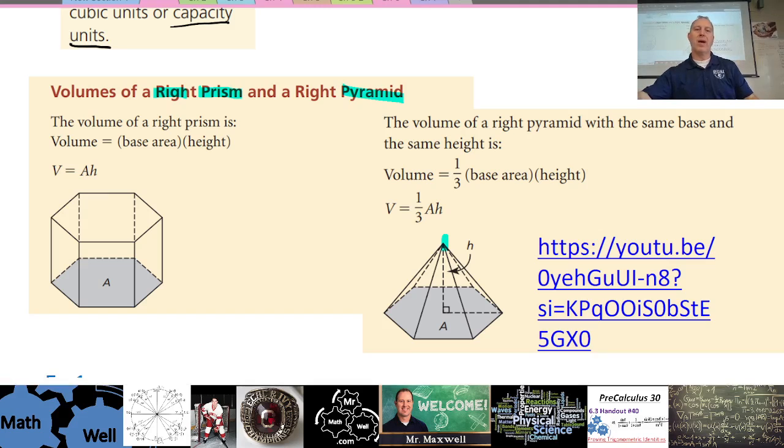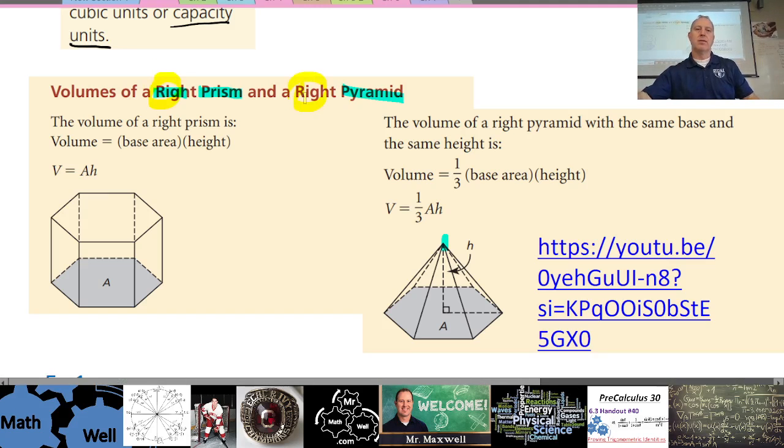And then of course the right part here, right? You remember that if we draw a line from the middle of the top down to the middle of the base, and then draw a line from that point to anywhere on the side, it forms a 90-degree angle. Same here, 90-degree angle, making it a right pyramid. Okay?